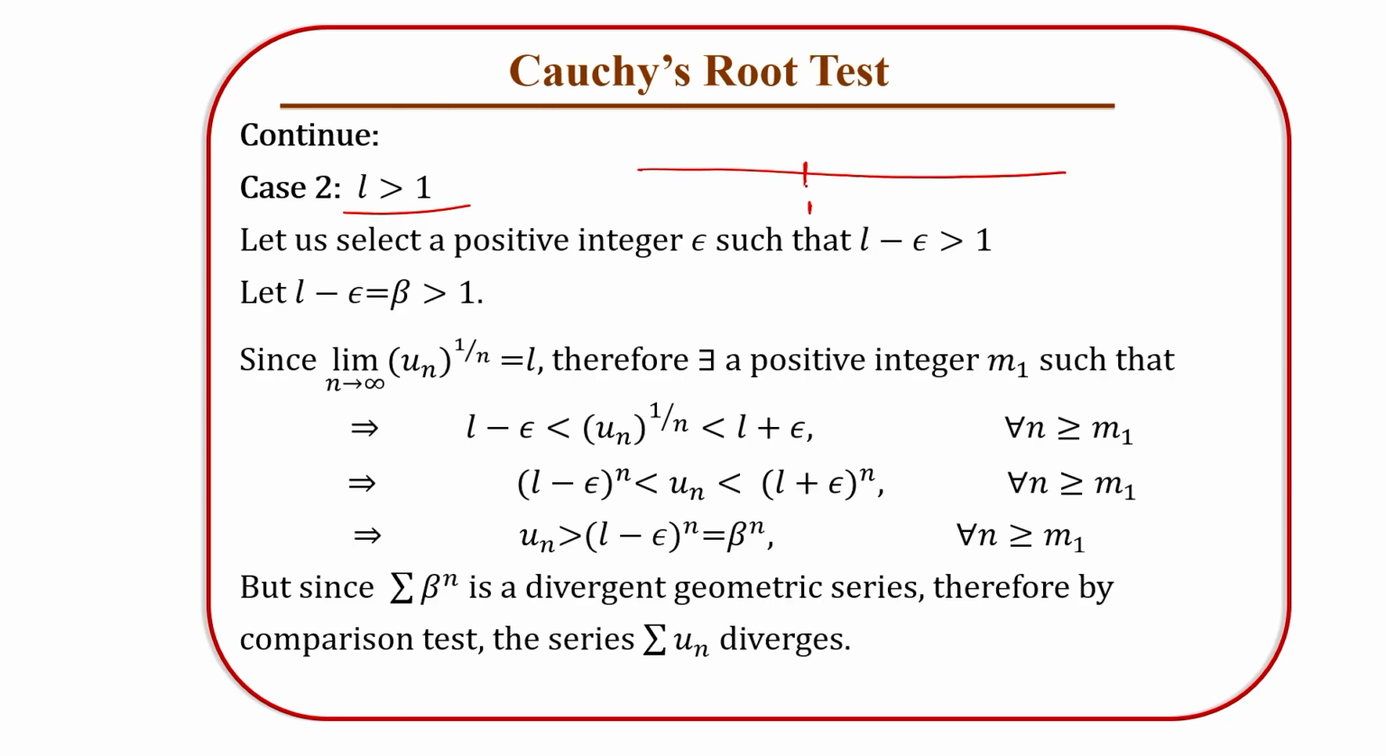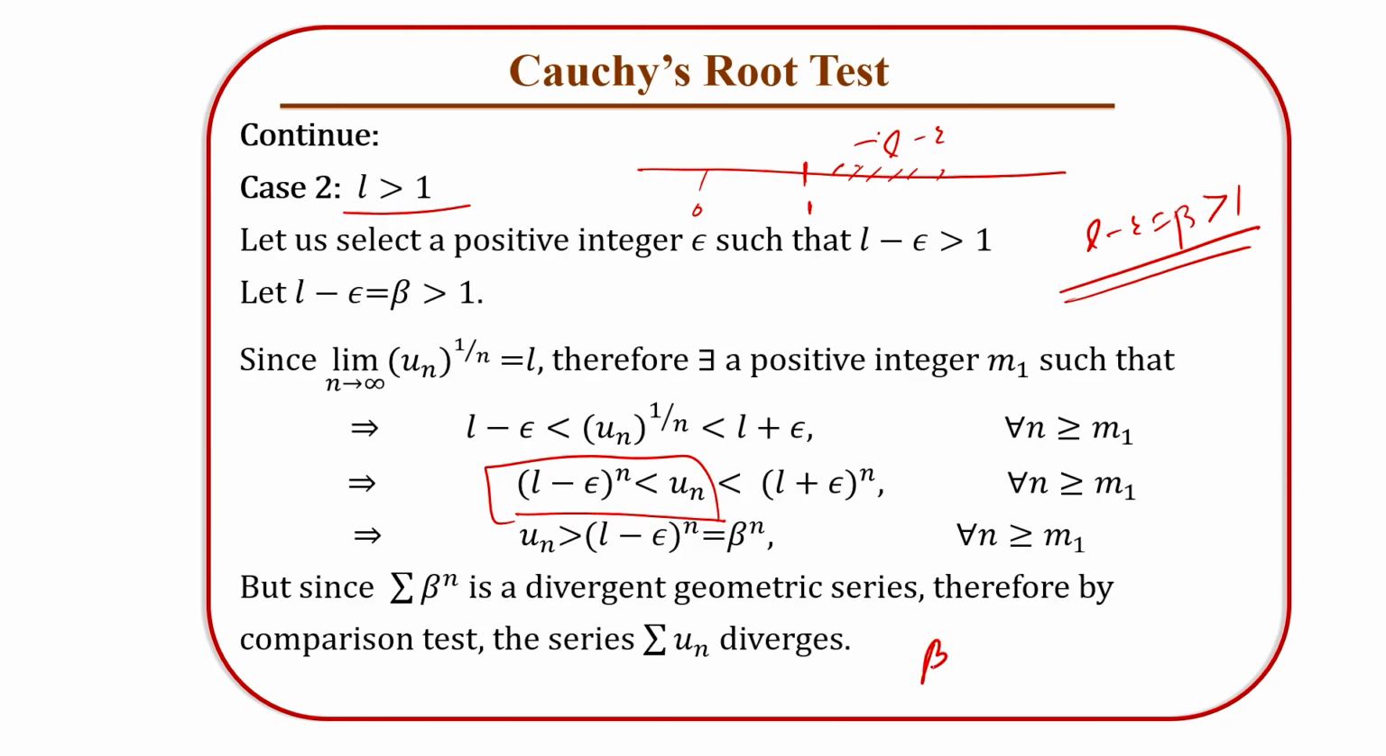So, for the case L is greater than 1, we have here 1, this is 0, this is L. Now I am choosing L minus epsilon somewhere here on each side. So, L minus epsilon equals beta, such that it is also greater than 1, right. And now look at the left hand side inequality. This is happening as beta to the power n is less than un.